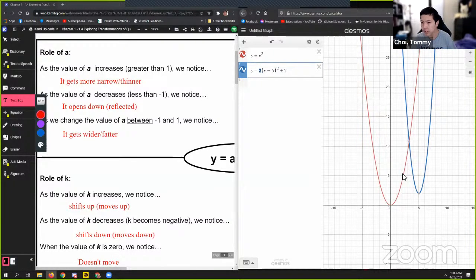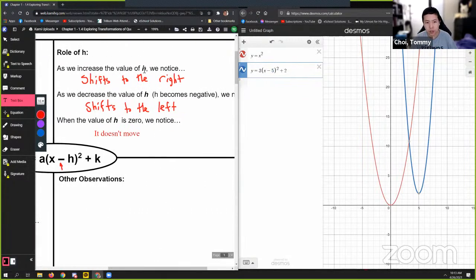It is definitely thinner. The -5 is technically a positive, so it should shift to the right. That's what we said for the role of h. If h is positive, it shifts to the right. Did it shift to the right? Absolutely. The vertex is 5, 2 when it started at 0, 0. So it did shift to the right.